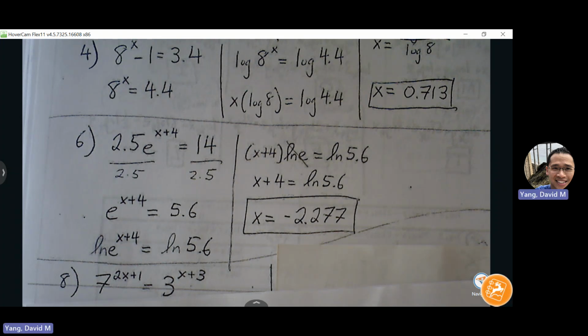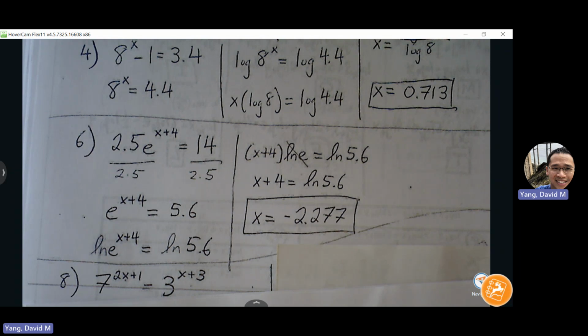Number 7, number 8. If the bases look like they can match, we can get the base to match. But here, 3 and 7, it's a little bit harder to get those bases to match. So we can still work our way around it.